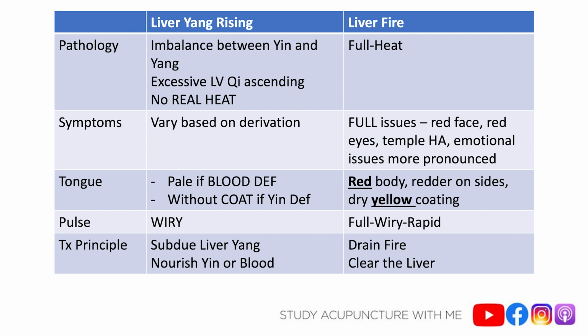And then lastly, we have treatment principles. Because their root causes are different, you're going to see differences in how to treat them. In other words, a difference in the treatment principles. And treatment principles are really important for our acupuncture board exams. So for treatment principles of liver yang rising, we see both a subdue and a nourish. We see subdue because of liver yang rising, that's liver yang rising in terms of an excess condition. And then we see nourish because of deficiency. So we could either have yin deficiency or blood deficiency, so we want to nourish the yin or nourish the blood.